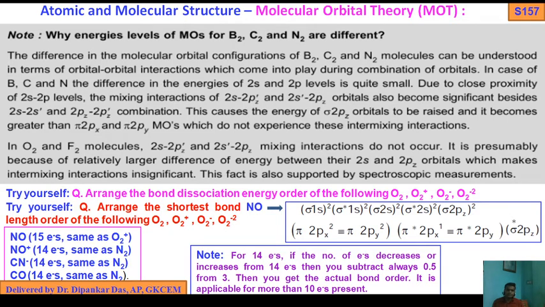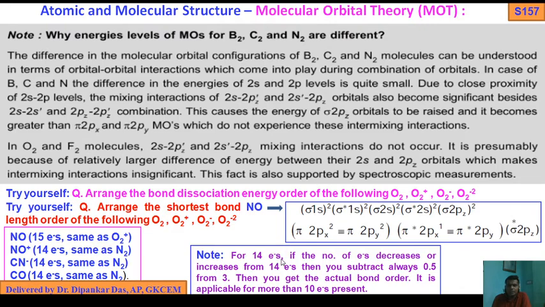Now here is a trick you should remember, because sometimes there is very little time to give the answer. In MCQ questions, it will take more time if you write the MO electronic configuration of the species and from this find out the bond order. It is a tough job, it will consume more time. So that's why I will give you a small trick.